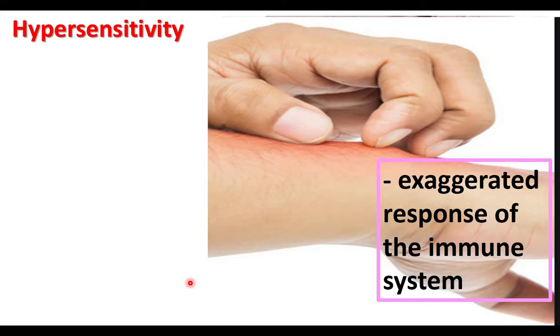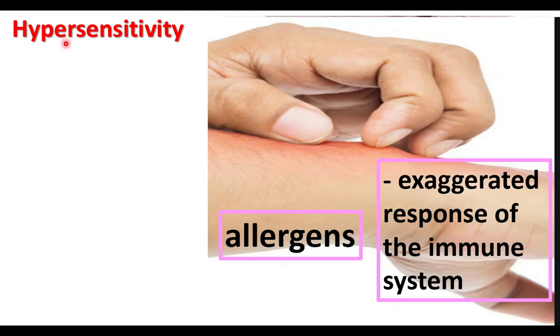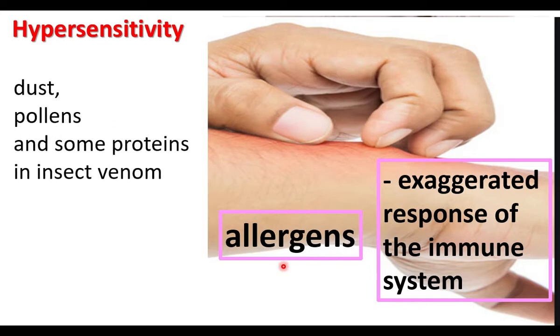The substances which cause excessive response of the immune system are allergens. Hypersensitivity is the exaggerated or excessive response of the immune system. This response of the immune system is caused by some substances. They are called allergens. Example, dust particles, pollen, some proteins in insect venom. Honeybees and wasps have venom, and there is snake venom. Some chemicals cause allergy. Examples of the conditions are hay fever and asthma.